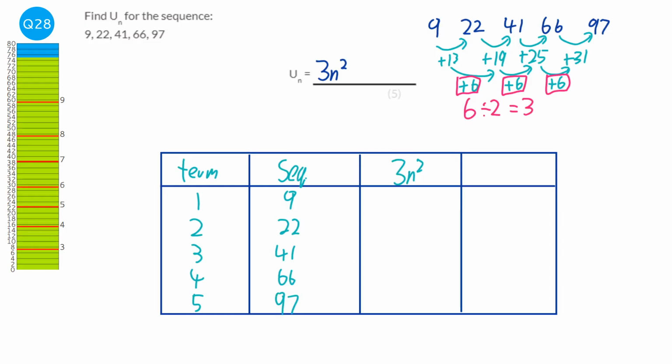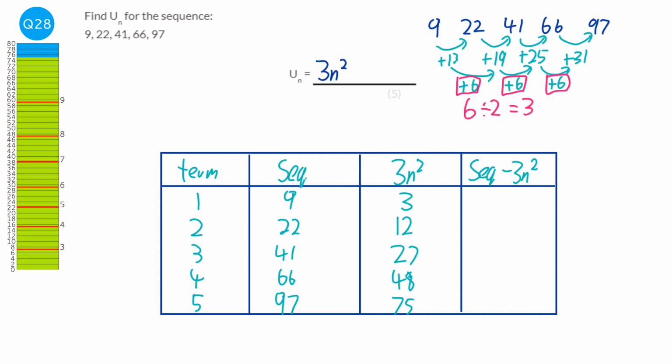So we're going to do 3 times 1 squared, which will be 3. 3 times 2 squared, which will be 12. And then 3 times 3 squared, 27. 3 times 4 squared, 48. 3 times 5 squared, 75. And we're just going to remove that from our sequence. So we've got our sequence, and we're removing the 3n squared bit because we know what that is. We've already answered that part.